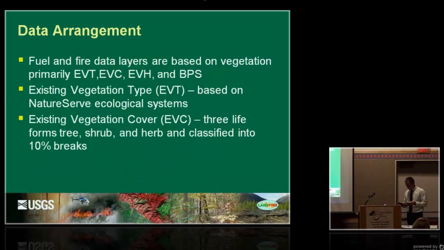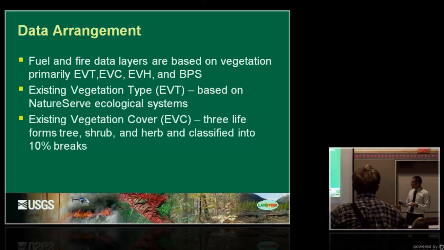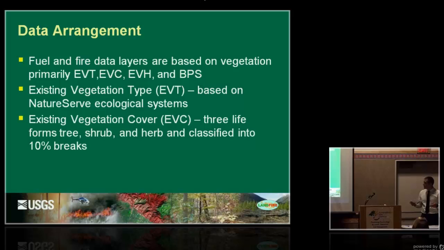The fuel and fire data layers are based on vegetation, so EVT, EVC, EVH. The existing vegetation types based on NatureServe's ecological systems. EVC, existing vegetation cover, has 3 life forms, tree, shrub, herb, and is classified into 10% breaks. So the way that works is, you have to have at least 10% tree cover to be a tree pixel. And if you don't have that, you have to be at least 10% shrub to be a shrub pixel. And if you don't have that, you're an herbaceous pixel, okay, in your cover layer.